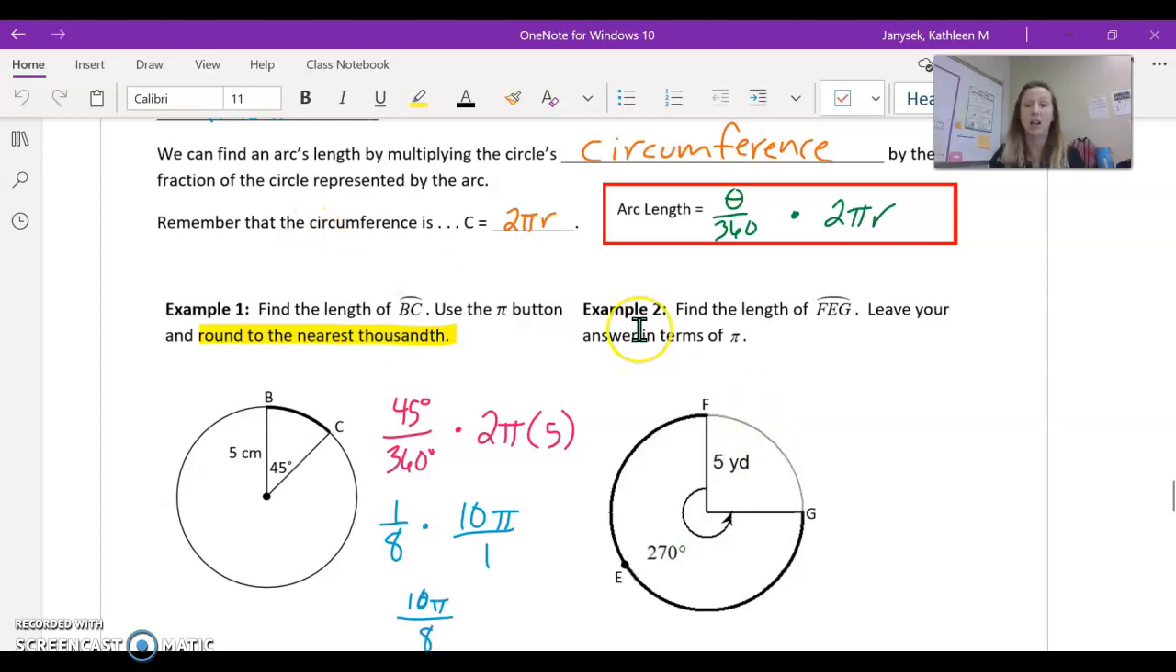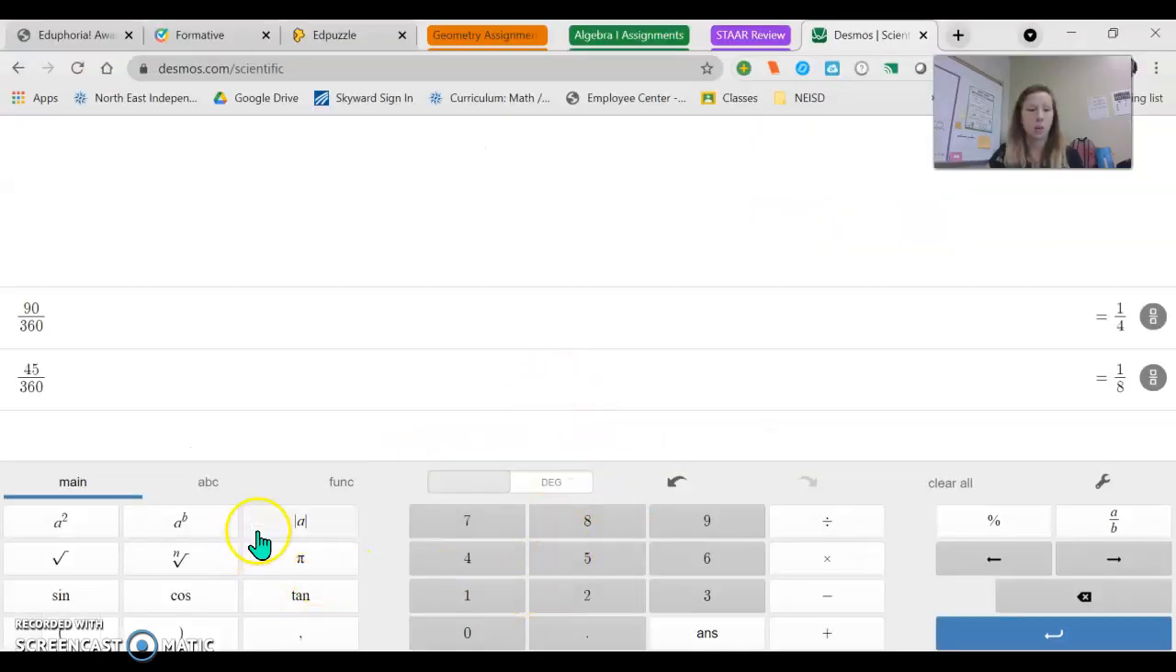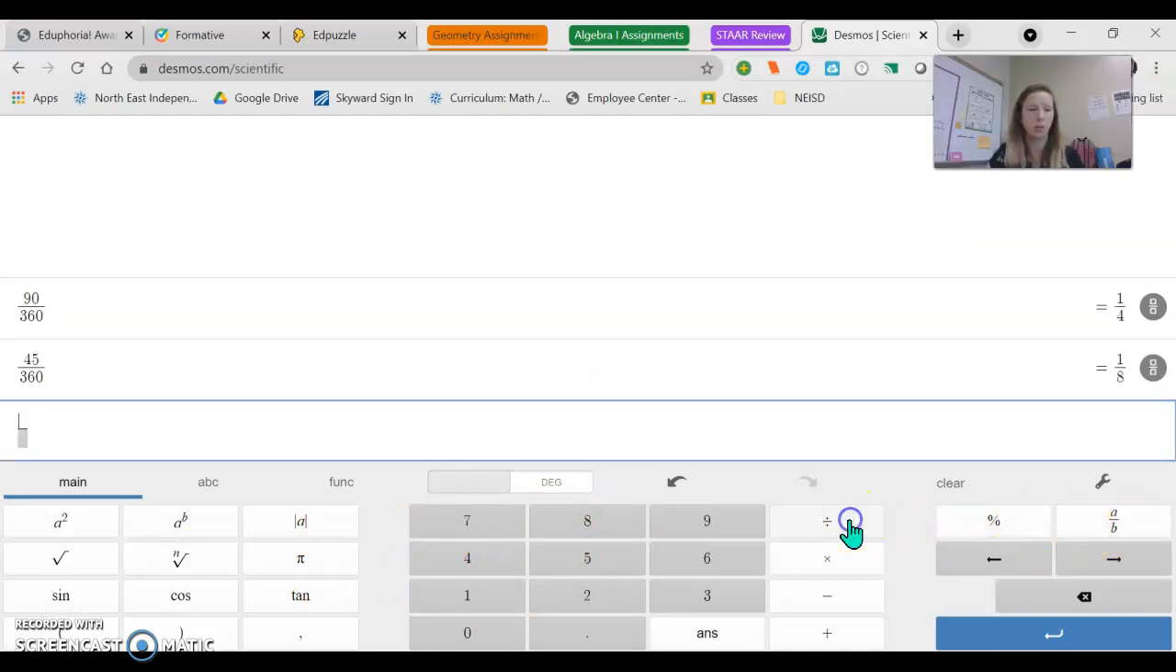And now let's type it in the calculator to get the decimal, because this one specifically asked for the decimal rounded to the nearest thousandth. So we're going to type in 10 pi divided by 8. I'm going to make a fraction by hitting the fraction button or the division button. So in the top, we're going to put 10.